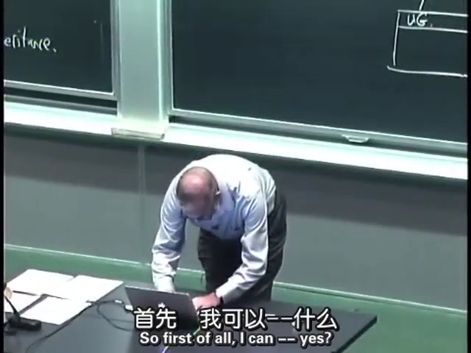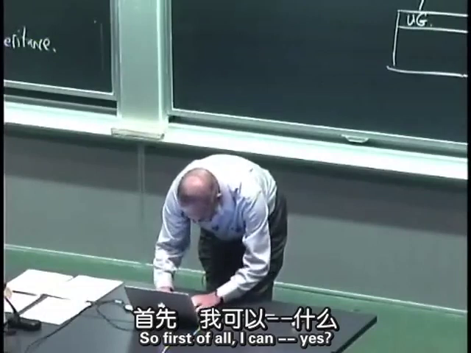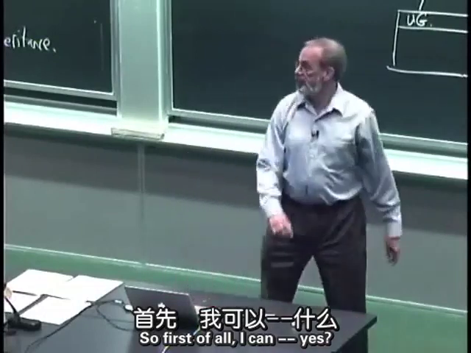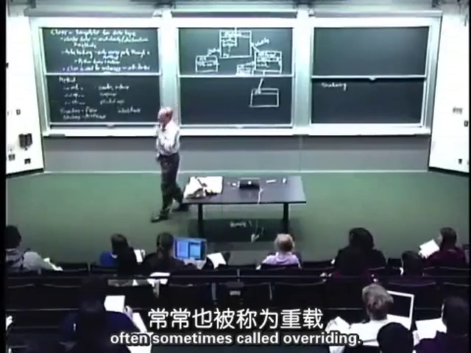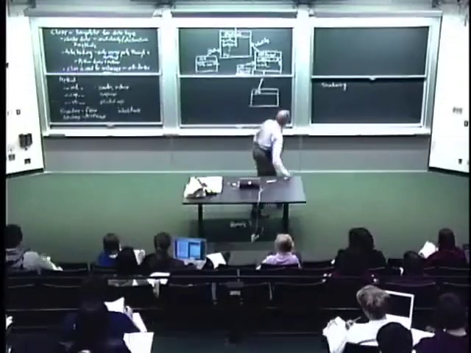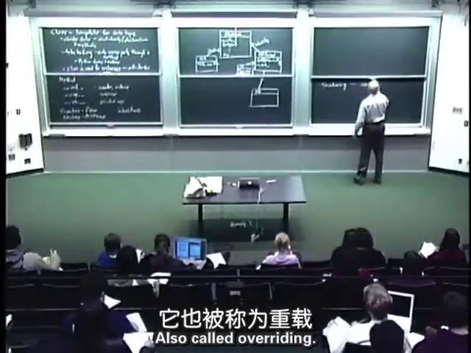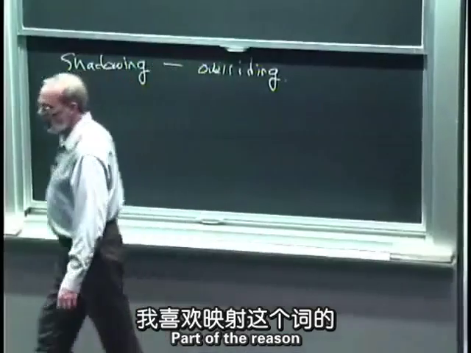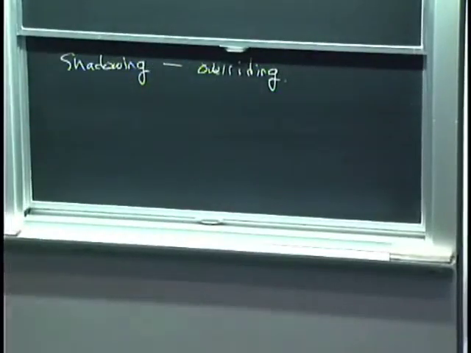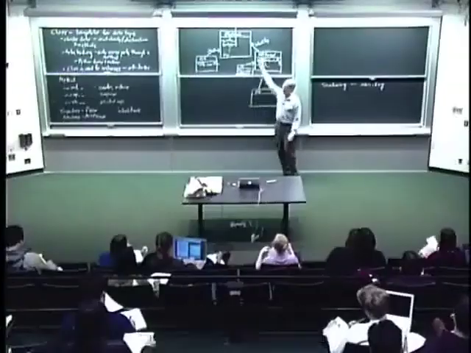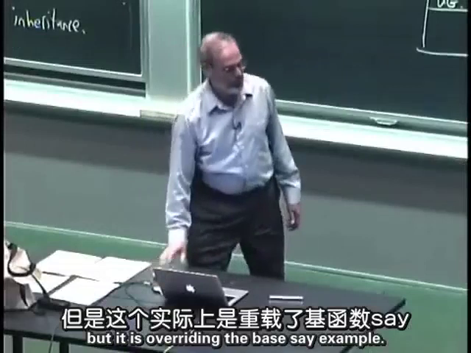So first of all, I can print. And what's called shadowing here is often sometimes called overriding. Yes, thank you. Because I'm going to do a pure example of shadowing in a second, right? Also all called overriding. Part of the reason I like the phrase shadow is if you think about it as looking at it from this direction, you see this version of init before you see the other ones, or you see that version of say. But it is overriding the base say example.